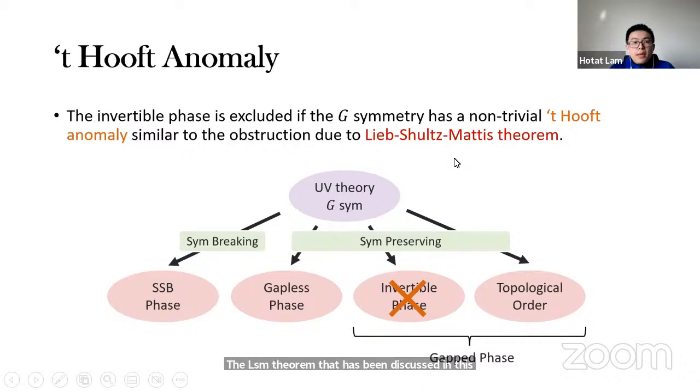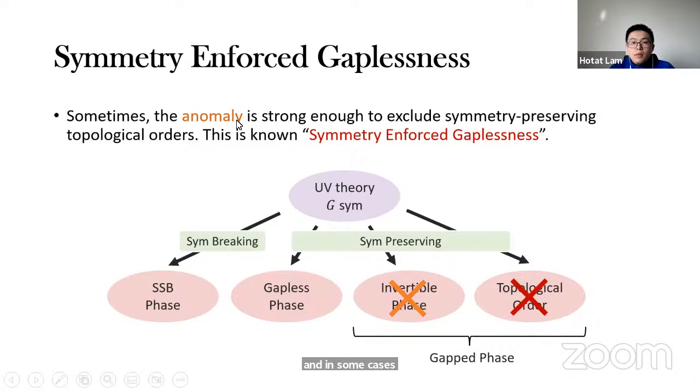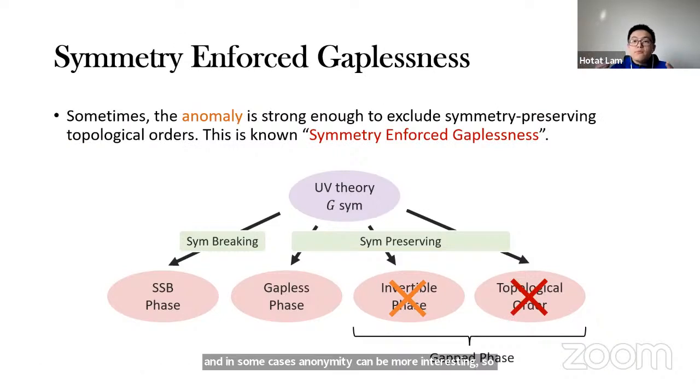And in some cases, anomalies can be more interesting. Sometimes the anomaly can be extremely strong. It can be strong enough to even exclude all possible symmetry-preserving gapped phases. In particular, it can exclude even symmetry-preserving topological order. This phenomenon is known as symmetry-enforced gaplessness in the literature.